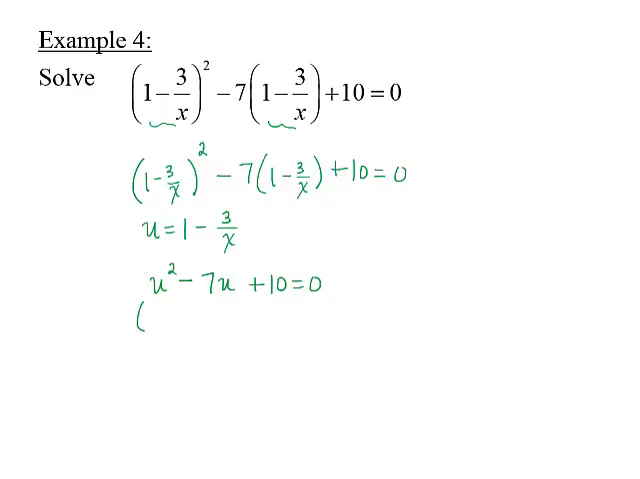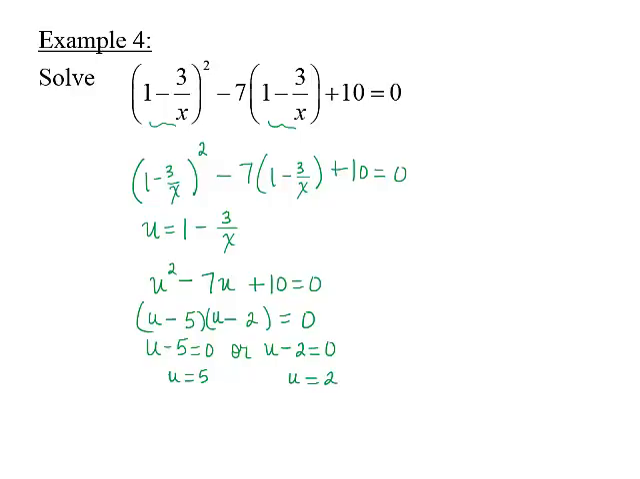We now factor the factors of 10 whose sum is 7, or 5 and 2. They are the same sign because of our sum on the last term, and they're both negative. So we have u minus 5 equals 0, or u minus 2 equals 0. So u is equal to 5, or u is equal to 2.